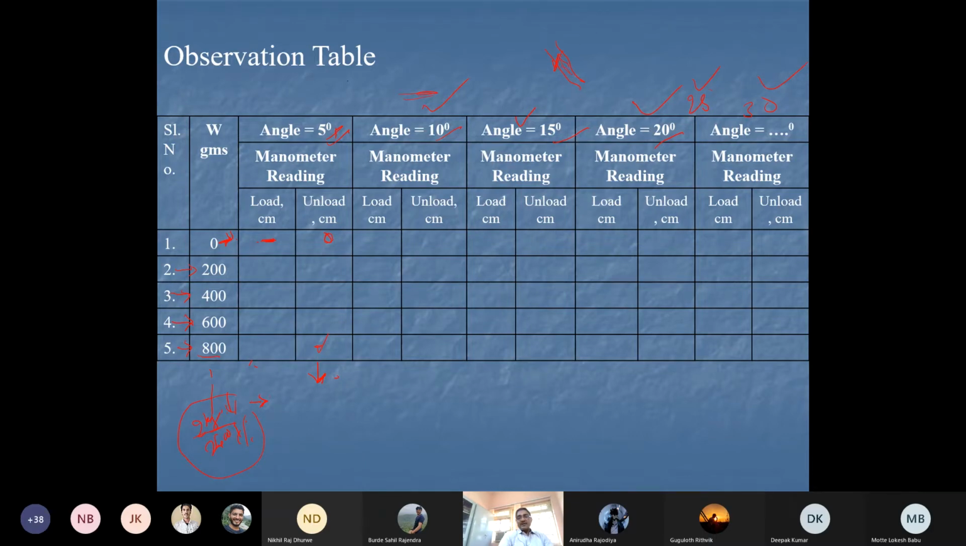We will see that while we are adding the weight, it is showing a different level in the manometric tube. While we are removing the weights and reaching back to the zero condition, it is showing a different level of water in this manometric tube. Why?